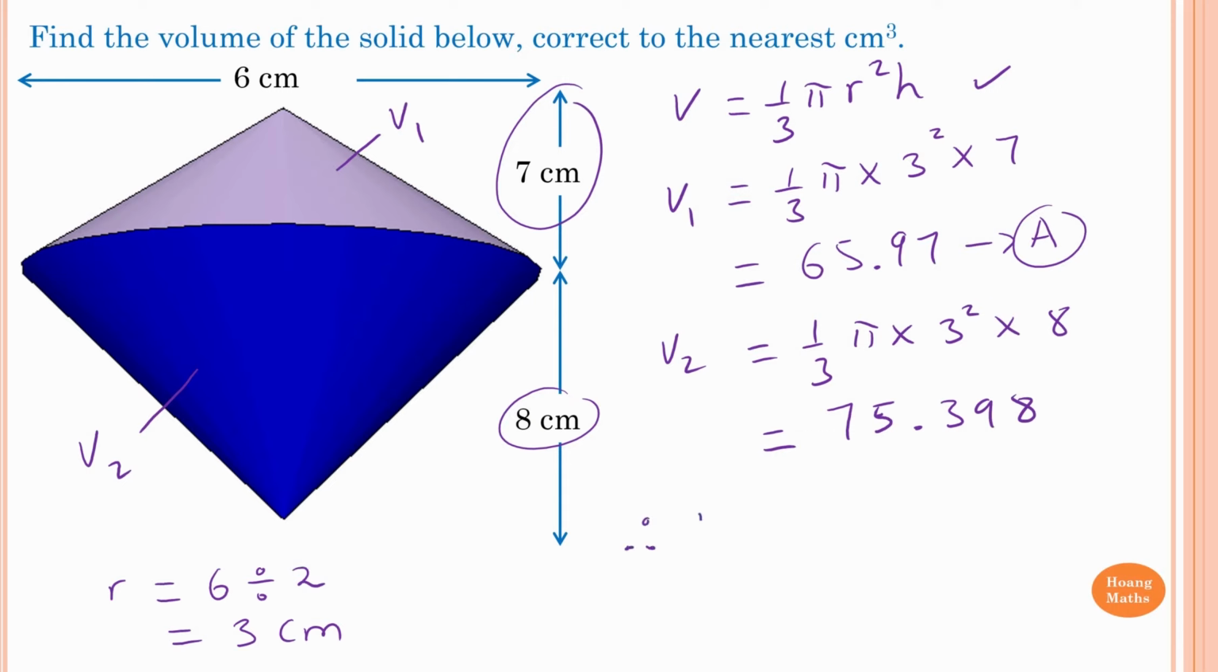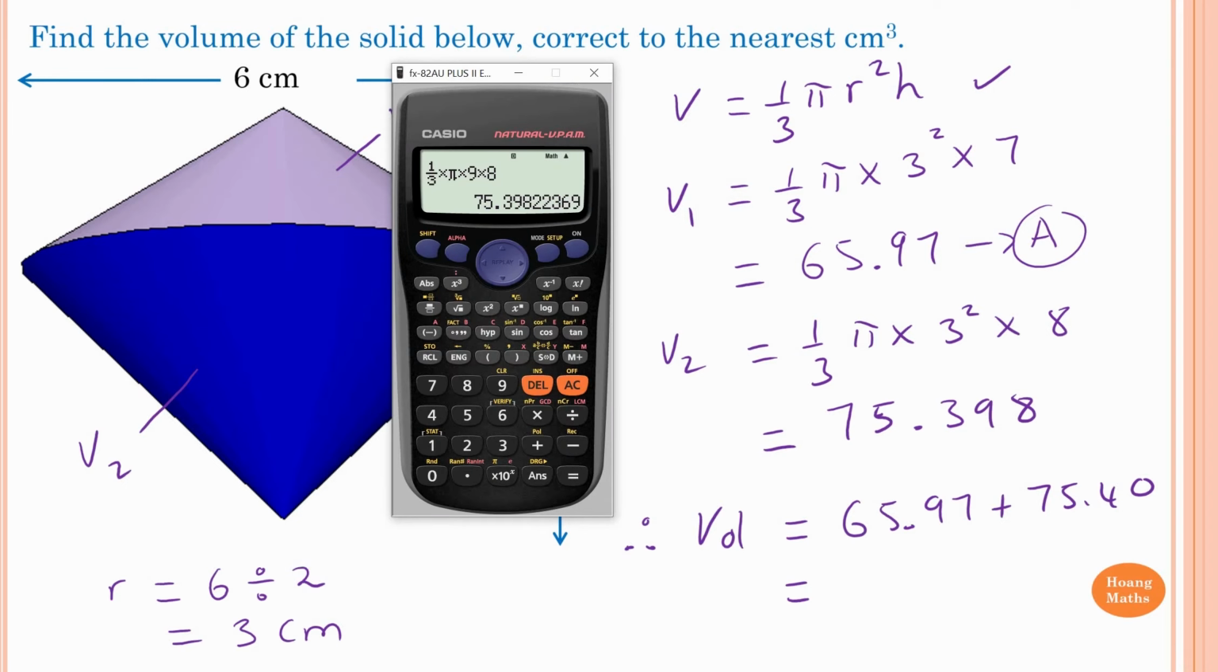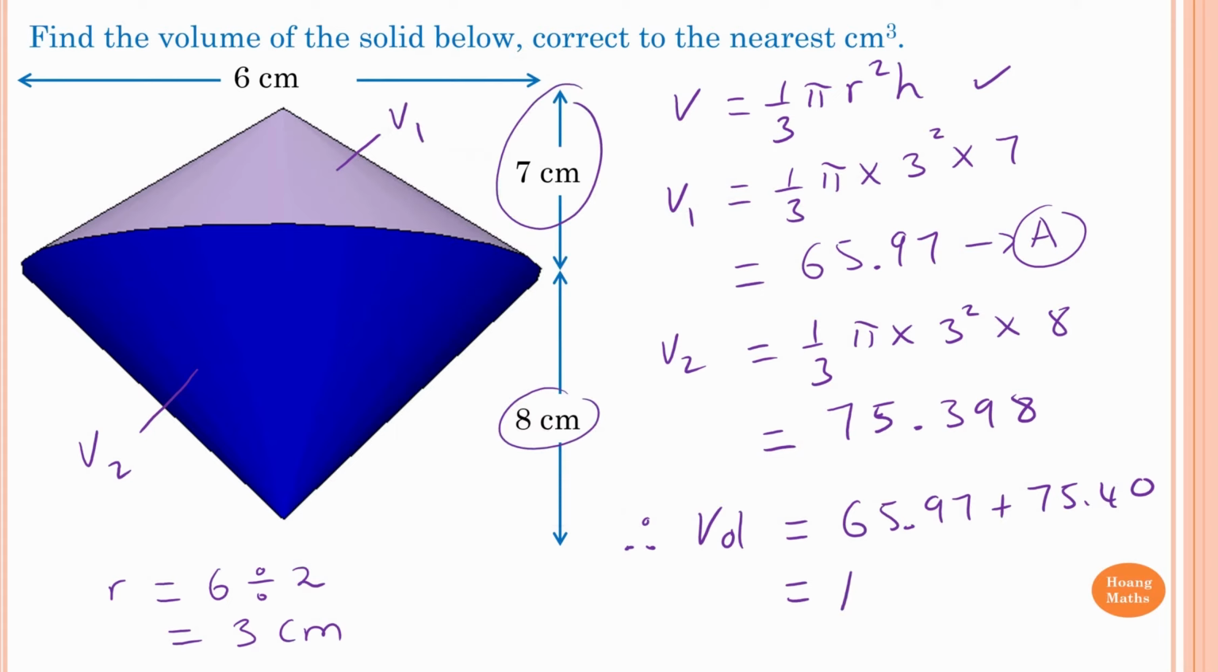So therefore, volume is equal to 65.97 add 75.40 if you like. But I'm not going to use these numbers. I'm going to use the number on the calculator, which gives me a better answer. So I go answer plus alpha A. So 141.37. But then we need to round to the nearest cubic centimeters. In other words, nearest whole number. So 141.3, that is 141. So 141 cubic centimeters.